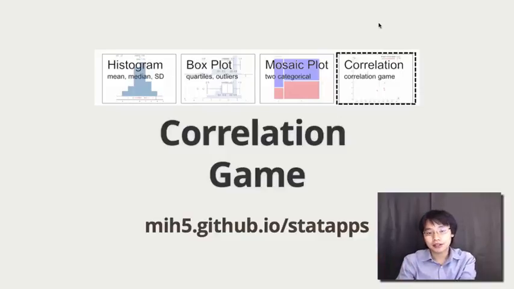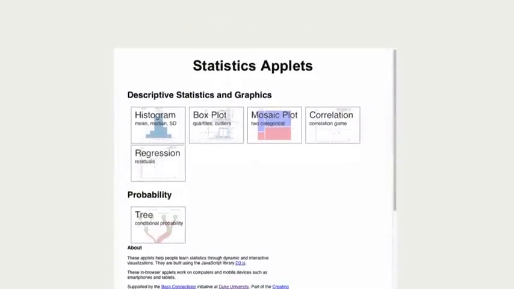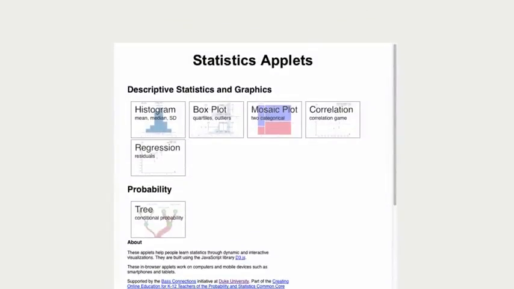Today we're going to talk about the correlation game applet, which explores the linear association between two quantitative variables. I'll show you how to play this game and how to use this applet to explore the concept of correlation. You can find the correlation game here.